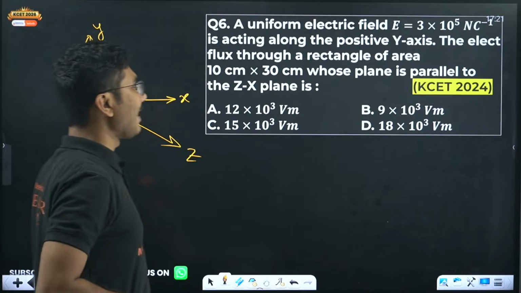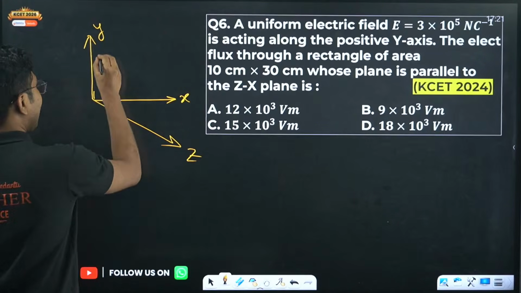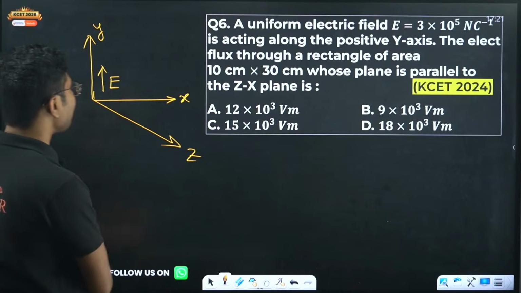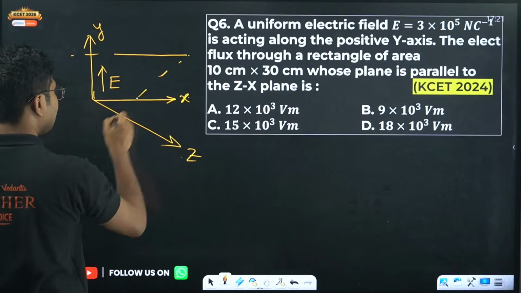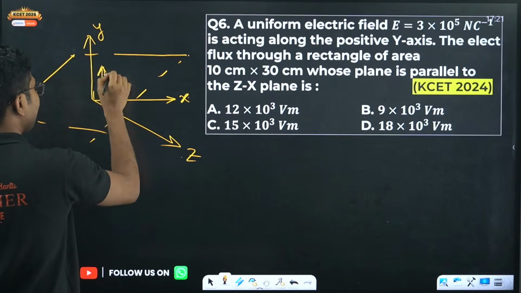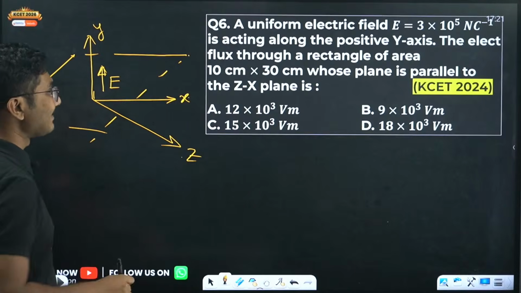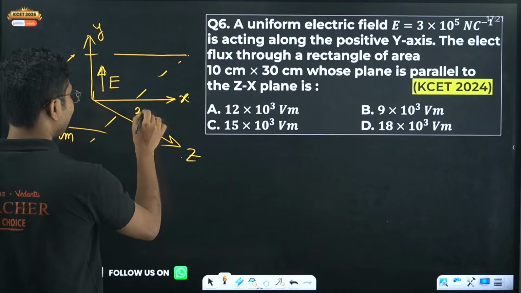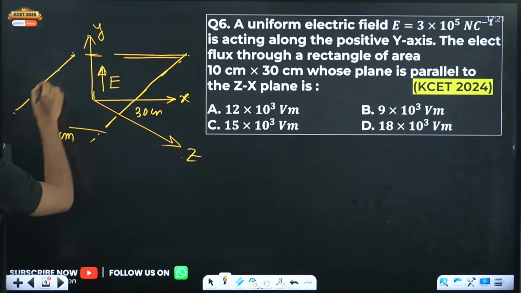Now it says that the electric field is along the positive y-axis. This is the direction of the electric field. Any surface parallel to the xz plane will be like this. So basically this electric field is normal to the surface. Now what is the length? Length is 10 centimeter and breadth is 30 centimeter, that is given in the question.